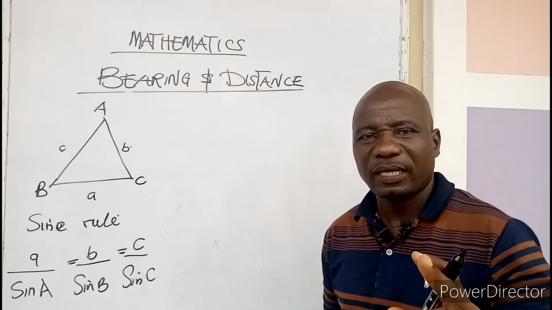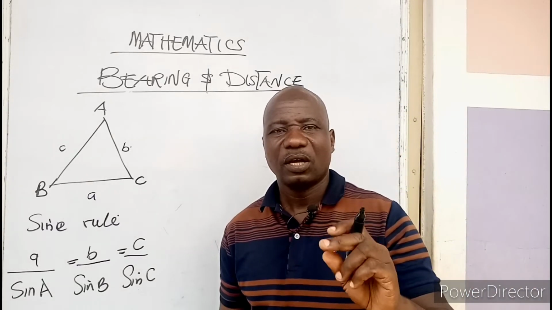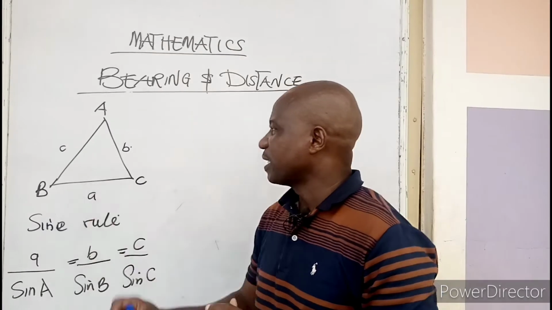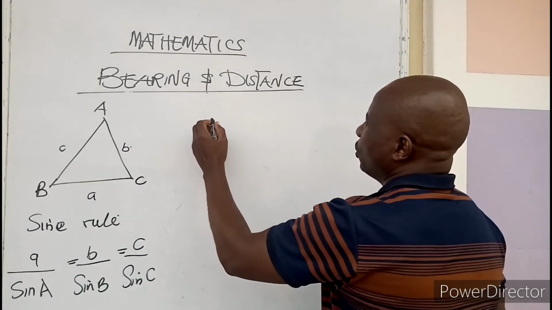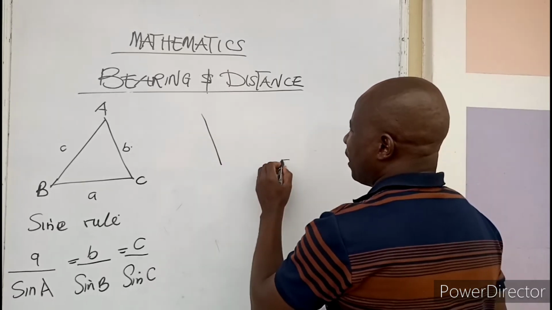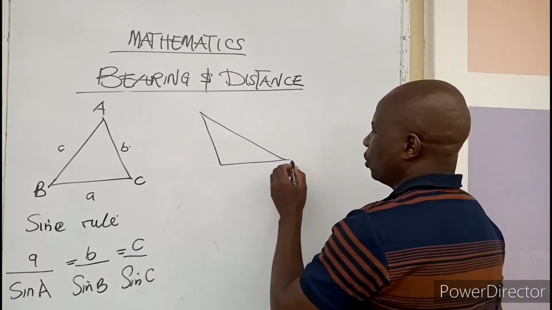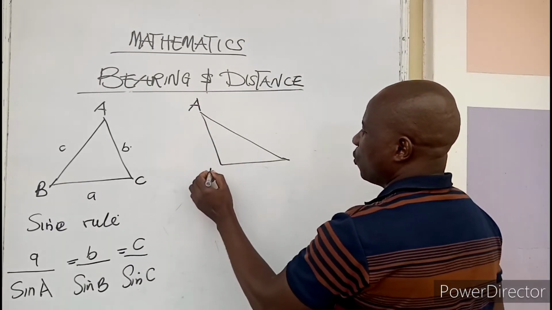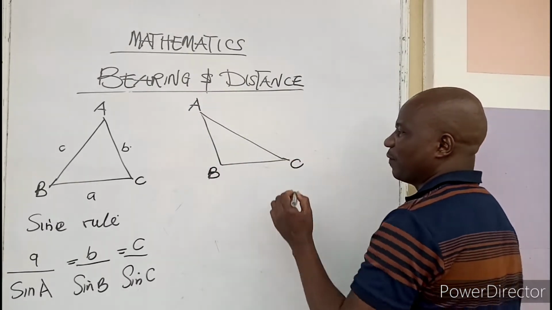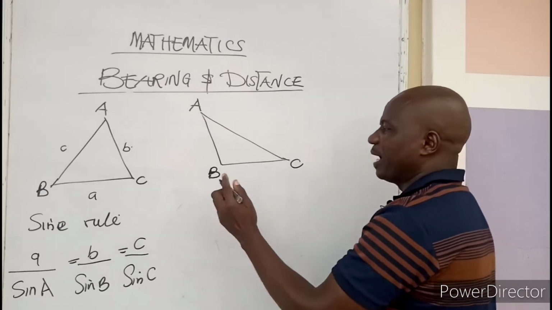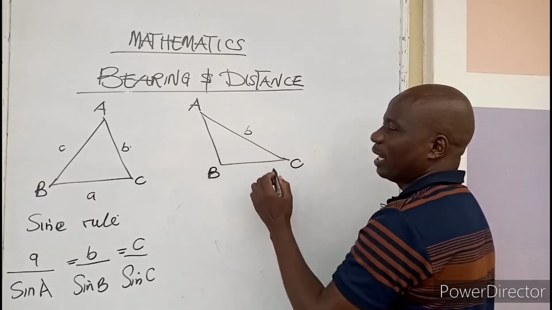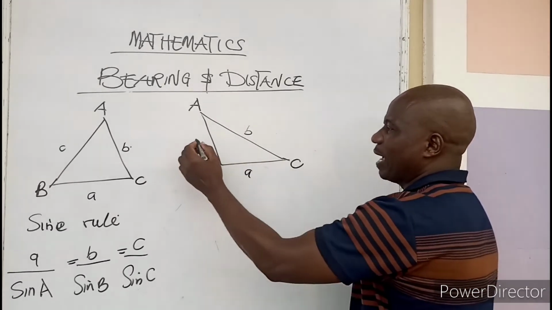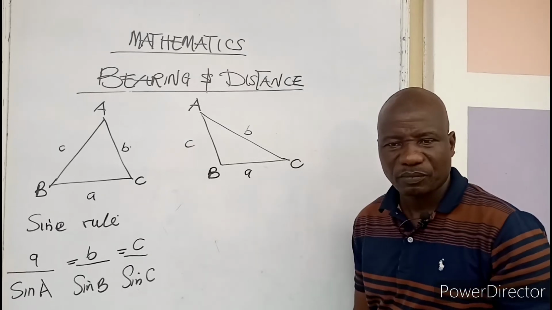Now, I did say that you must have the basis on the sine rule as well as the cosine rule. Now, this is the sine rule. Let's go to cosine rule. In cosine rule, let's say you have a triangle of this kind, where we have our A, we have our B, and of course we have our C. As we did with the sine rule, this is going to be small letter b, this is going to be small letter a, while this is going to be the small letter c.